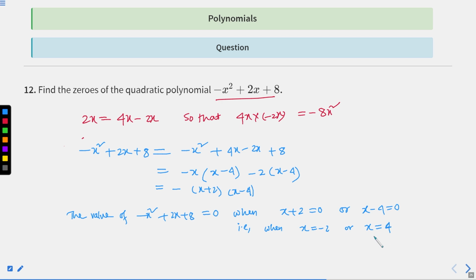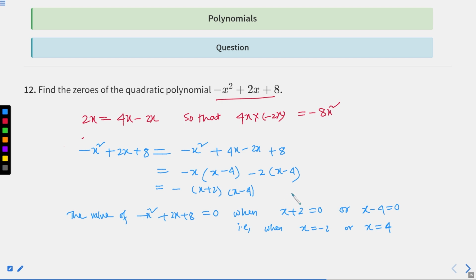Okay, so at x equal to minus 2, the value of p of x, that is the value of minus x square plus 2x plus 8, is equal to 0, and at x is equal to 4, the value of minus x square plus 2x plus 8 is also 0. Okay, so the zeros of the quadratic polynomial minus x square plus 2x plus 8 are minus 2 and 4.